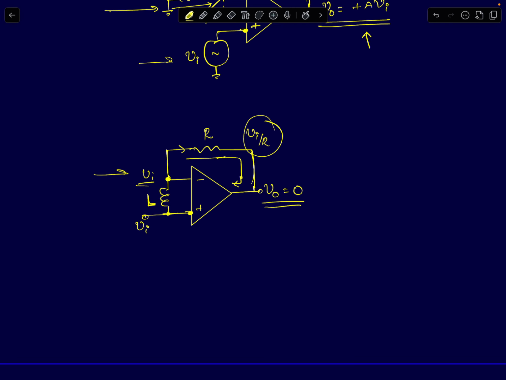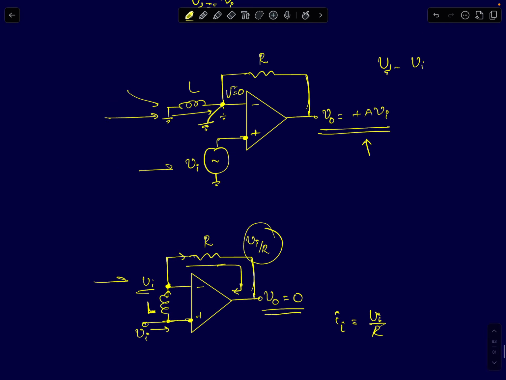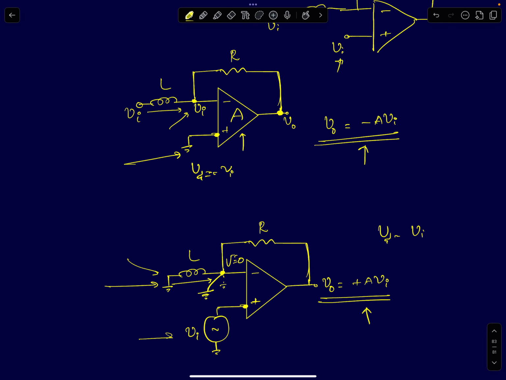And that's the same current that's flowing through the inductor, and that is also the current that is being drawn from the input voltage source. So the current flowing through the input, Ii, is simply Vi by R. You can see that even when you apply the principle of superposition, in the first case, because you applied Vi here, it's minus A Vi. Sorry, this is negative, so therefore the current will be flowing in this direction.